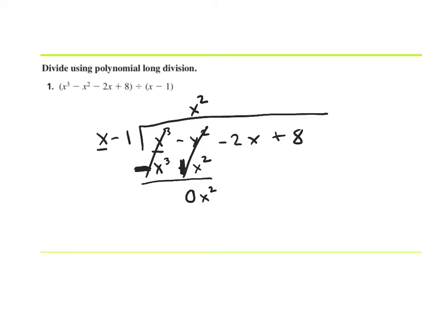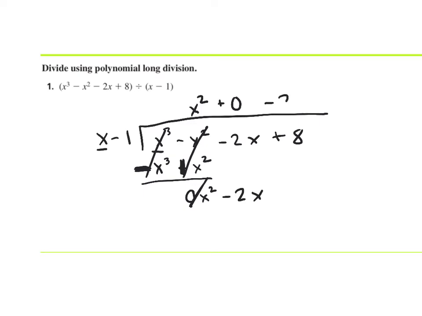What times x gives us 0x squared? Which is just 0. What times x gives us 0? 0. So I'm going to put a 0 here just as a placeholder, because we know our answer is not going to have an x term, so I'm just putting that to hold the place. And I can bring this negative 2x down here.